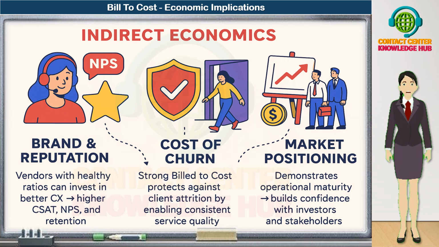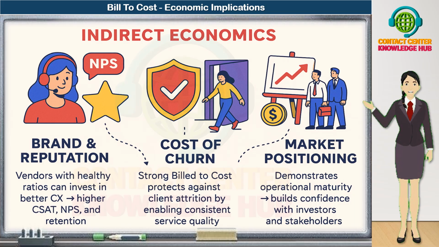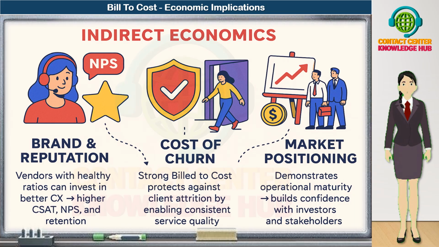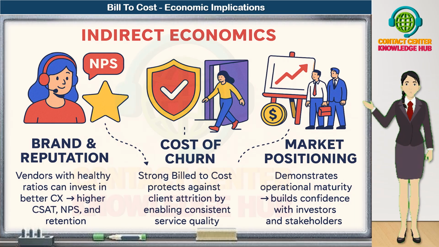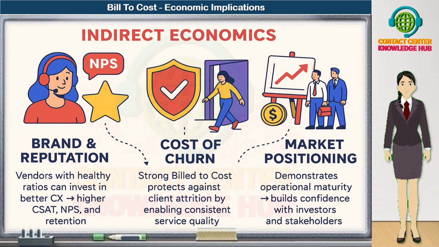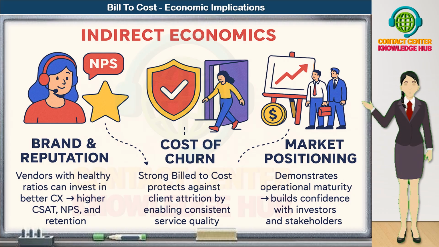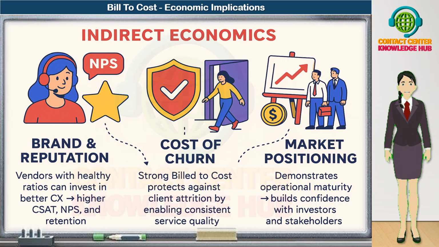Second, cost of churn. A strong ratio protects against client attrition because consistent service quality, timely delivery, and reliability reduce the risk of losing key accounts. Each retained client saves enormous reinvestment and acquisition costs. And third, market positioning. Sustained profitability showcases operational maturity and financial discipline, building confidence among investors, partners, and stakeholders that the organization is both stable and scalable.